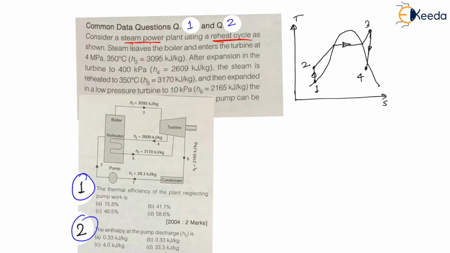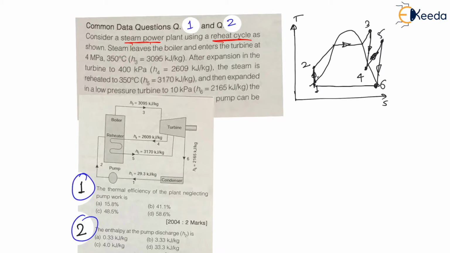Again 4 to 5 it is a reheater, and the reheater is a constant pressure heat supply process, right? Therefore 4 to 5 the cycle will go like this, constant pressure heat supply. Again 5 to 6 it is a turbine, passing through the low pressure turbine. Let us say 6 is somewhere here, so 5 to 6 is low pressure turbine expansion. Now my dear students, 6 to 1 is the condenser, that is constant pressure heat rejection back to the state 1.